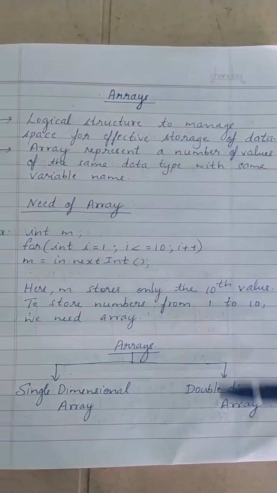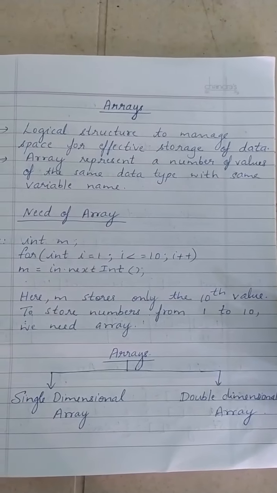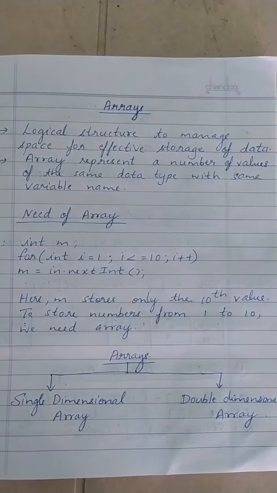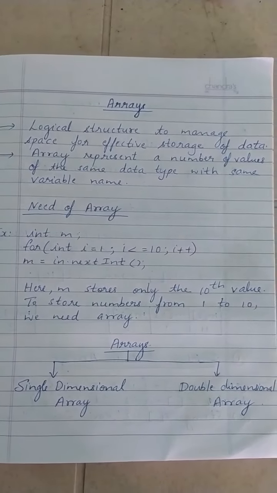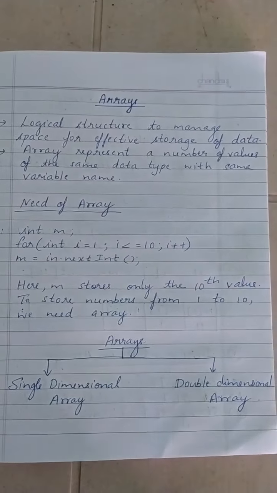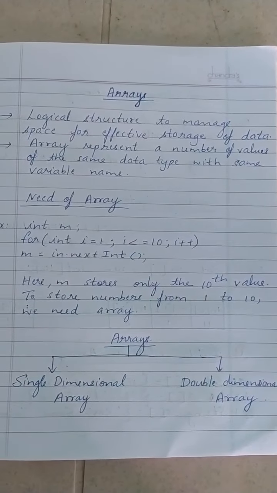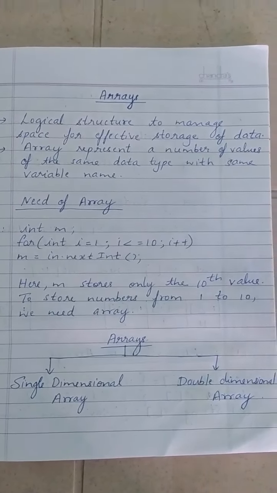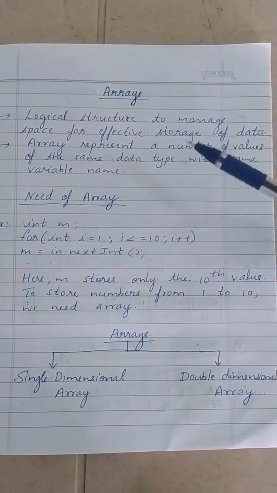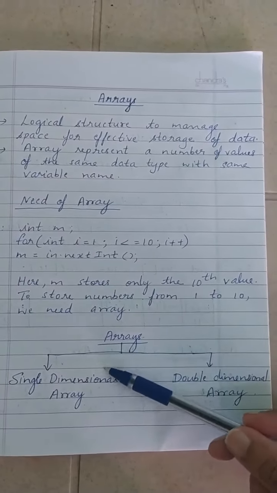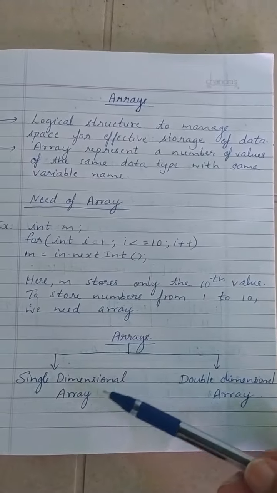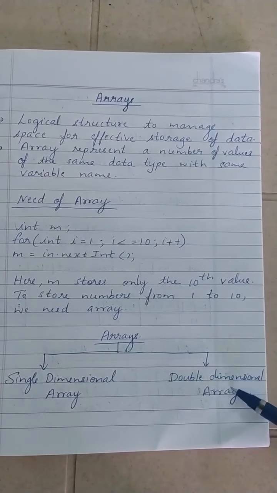Okay. For example, if you want to search for an element in an array, you enter 10 numbers and you want to search whether the number is existing in the array or not, you need all the numbers to be saved in the memory location, right? So for such operations, we need the help of arrays. So arrays are of different types. 2 types are there, single dimensional and double dimensional.